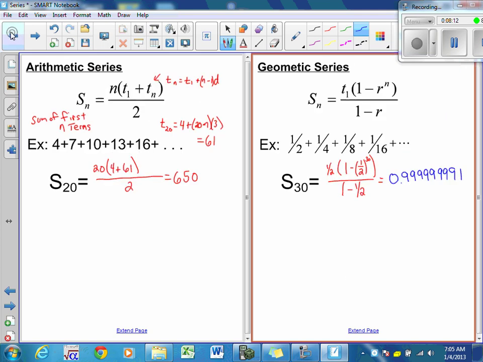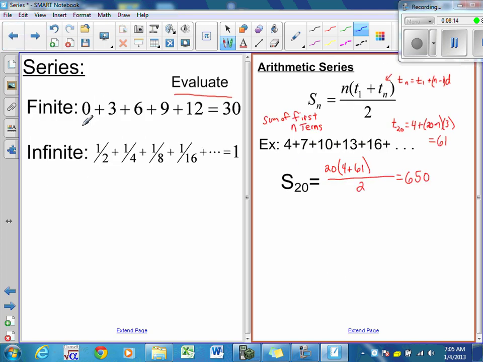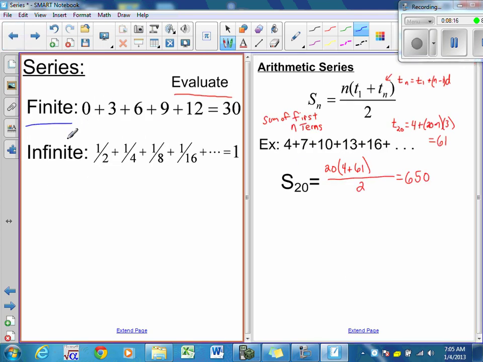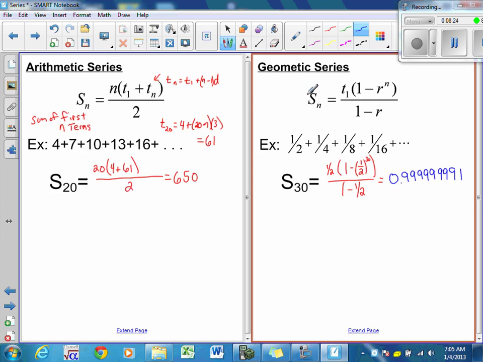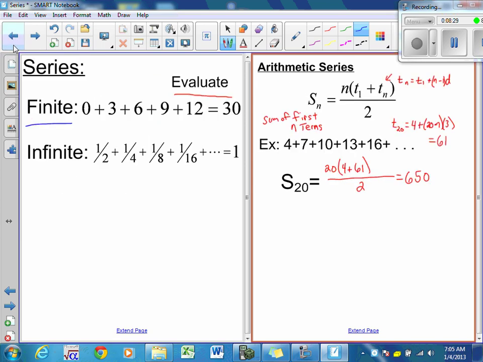Now, let me say one thing going back for a second. We're dealing with finite series. If it's not arithmetic, and we have this formula, if it's not geometric, and we have this formula, there's really no formula to calculate the sum. If it's neither, the only way to do it is to actually add up all the terms. There's no formula for it if it's not arithmetic or geometric.